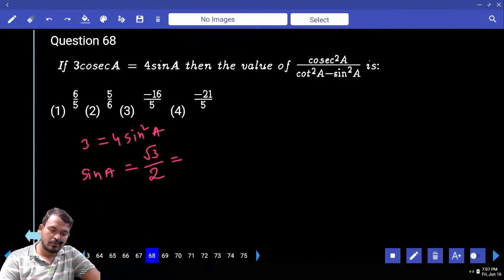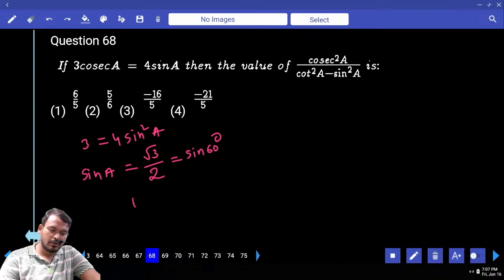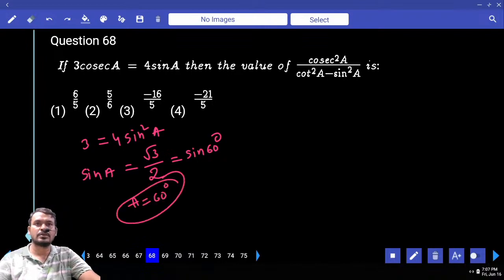That is equal to sine 60, or not? Sine 60. Denominator sine will become the right hand side product, sine A into sine A, sine square A, or not? 3 equal to 4 sine square A, sine A equal to square root of 3 by 4, nothing but root 3 by 2, or not? Then A equal to how much? 60, or not? A value is 60.